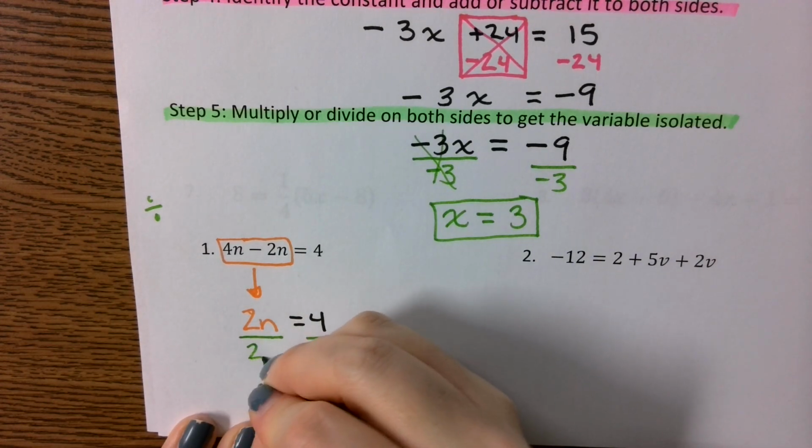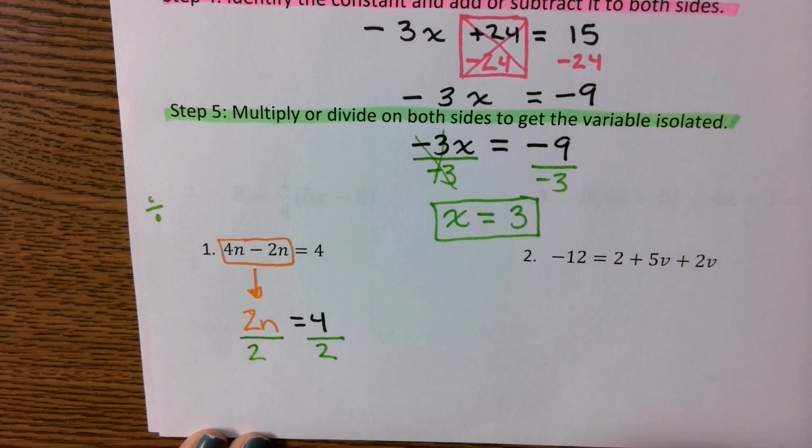Okay? So we're going to divide both sides by 2. The 2's, remember, they don't cancel out. Cancel out means you've got a 0. They don't cancel. What do they simplify to?